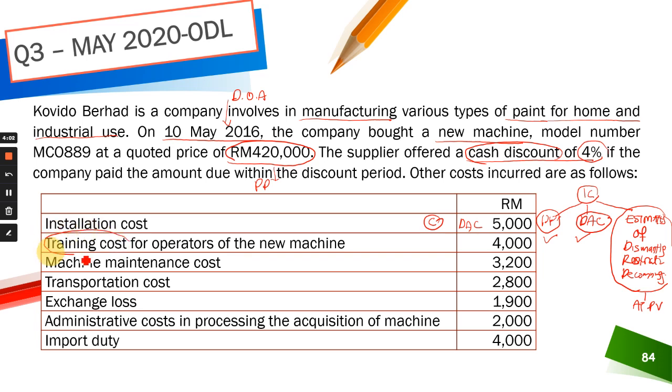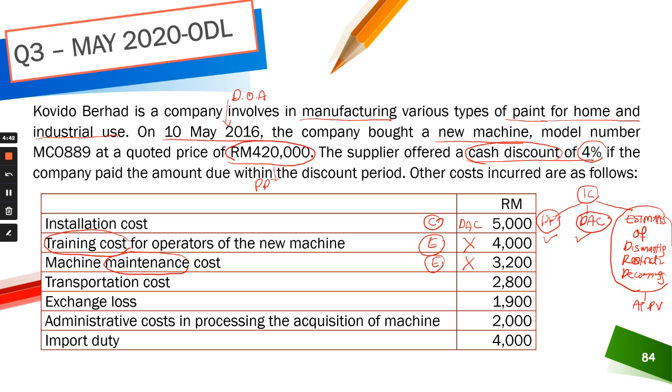Training, and that was training for the operator. This is going to be expensed off, because training cost is a day-to-day business expense. Therefore, it will not be included, right? Machine maintenance cost is not the machine cost, but the cost to maintain the machine. Nothing is informed about whether the maintenance has contributed to future economic benefits. So we will assume that maintenance here will be expensed off, so this will not be included.